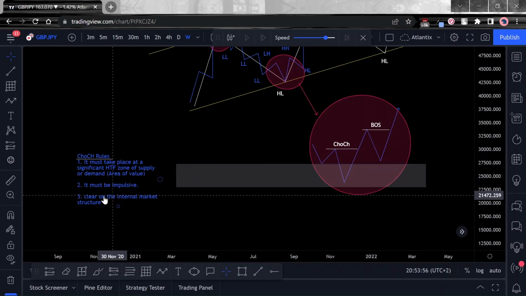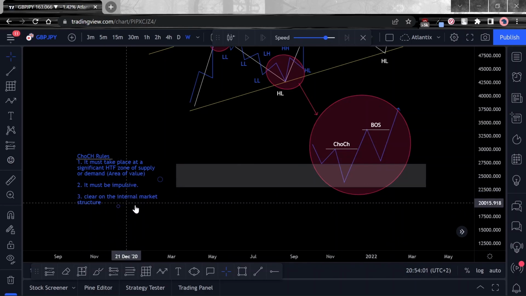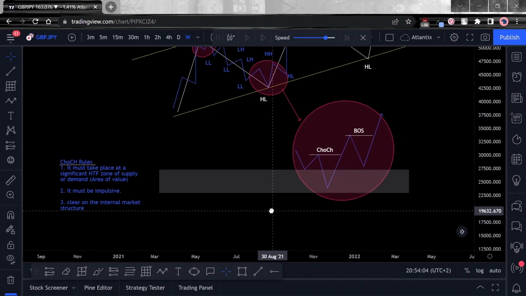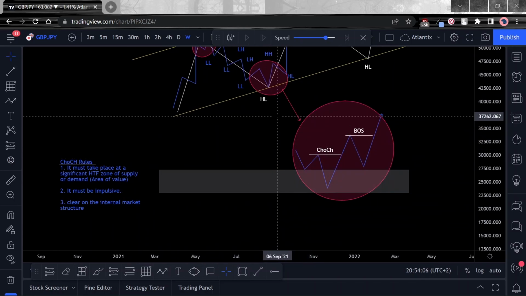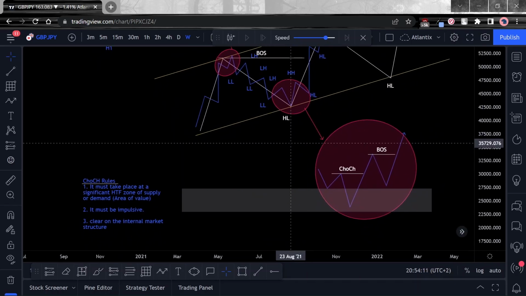Rather, if you can't see that change of market structure or change of character on the internal structure clearly, let it go. Just let it go. Leave the trade. Other trades will come. More trades will form. Clearer trades will meet your trading plan.